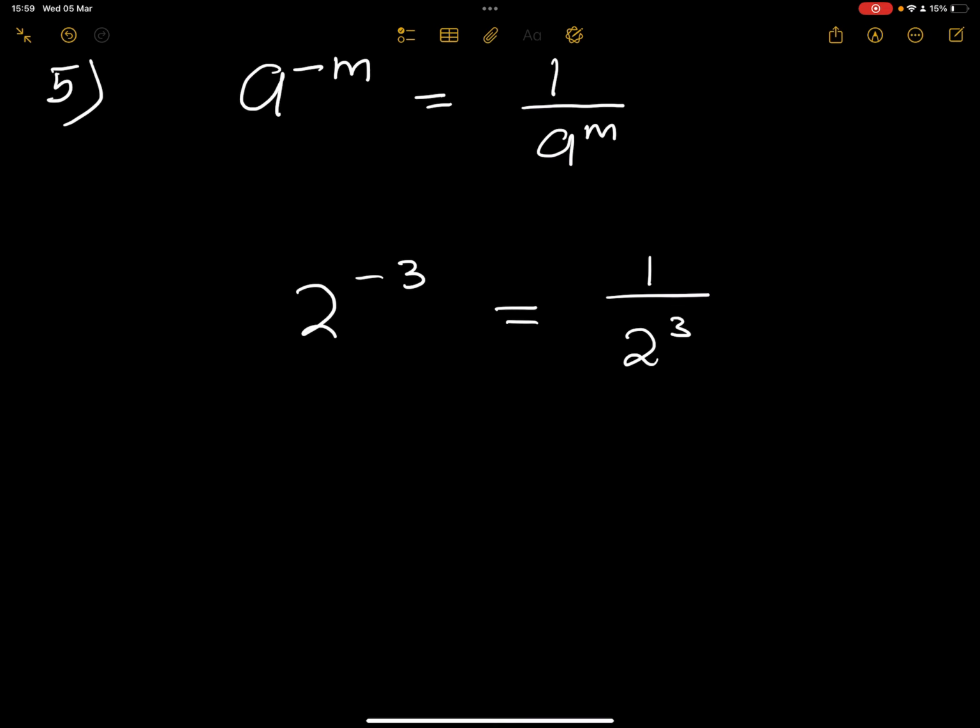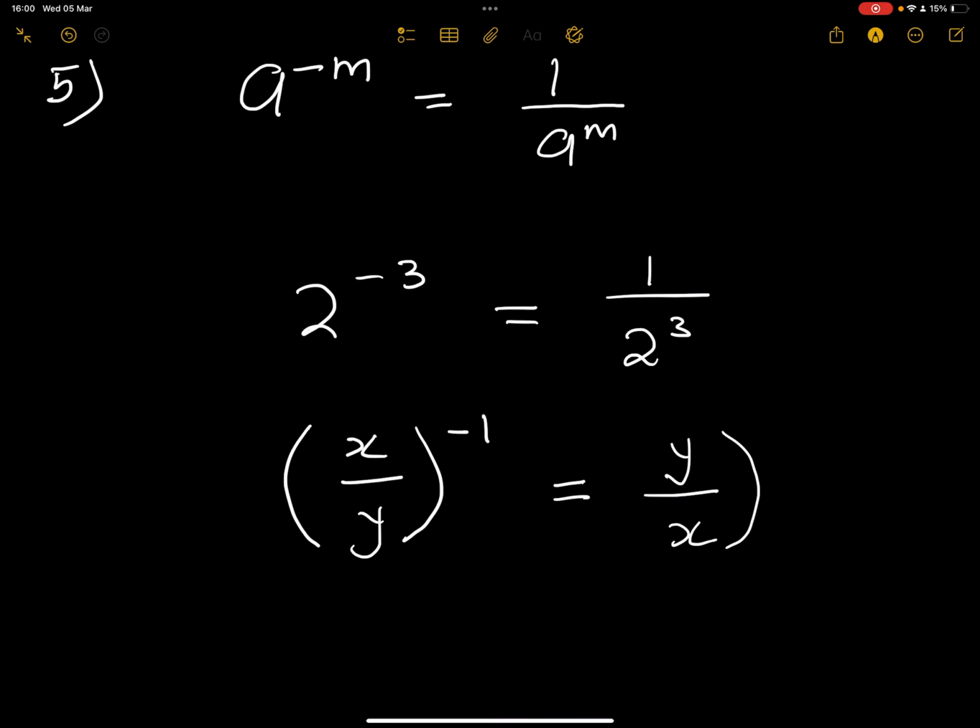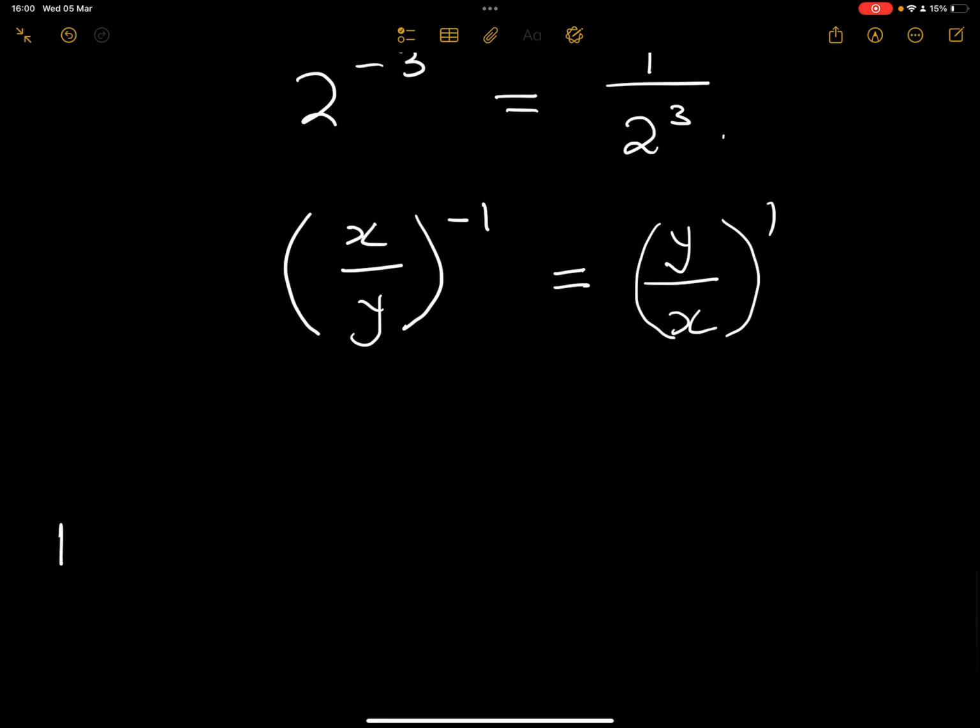Also, something I want you to keep in mind. Let's say I've got x divided by y raised to the exponent of negative 1. What would this be? This is the same as y over x raised to the exponent of positive 1. In this case, that would be me applying the very same rule again. Now, let's talk about the rules. What do we note about the rules?